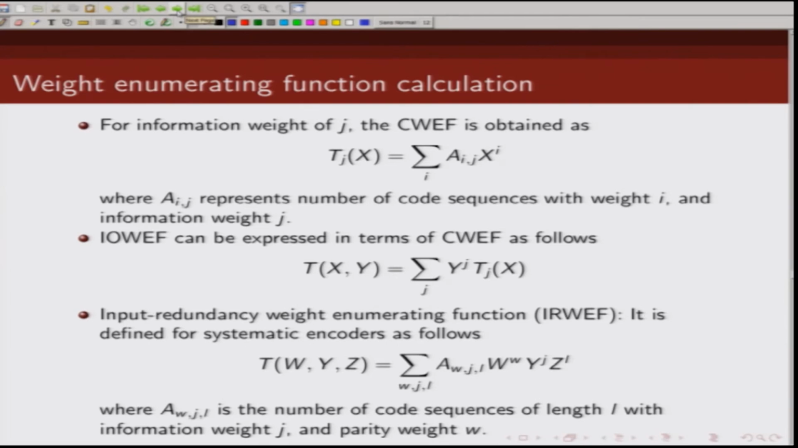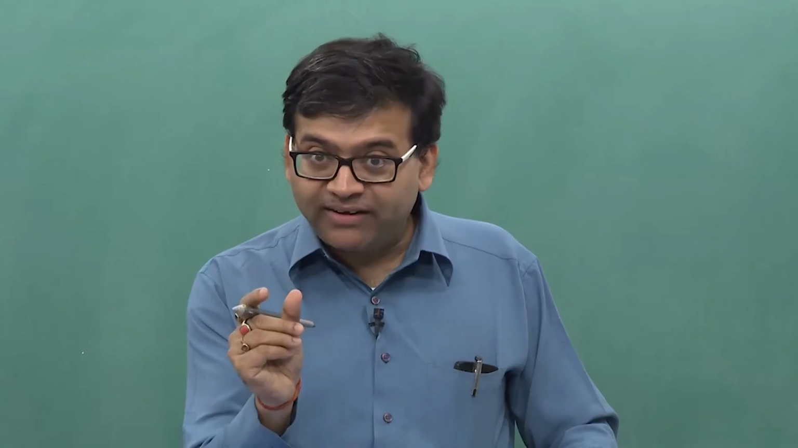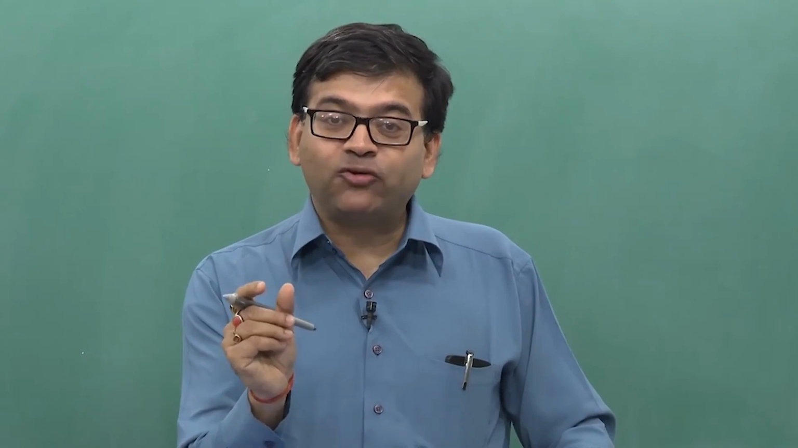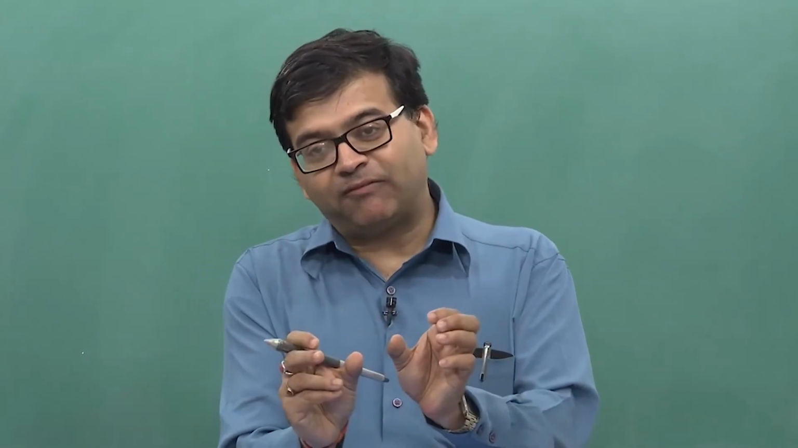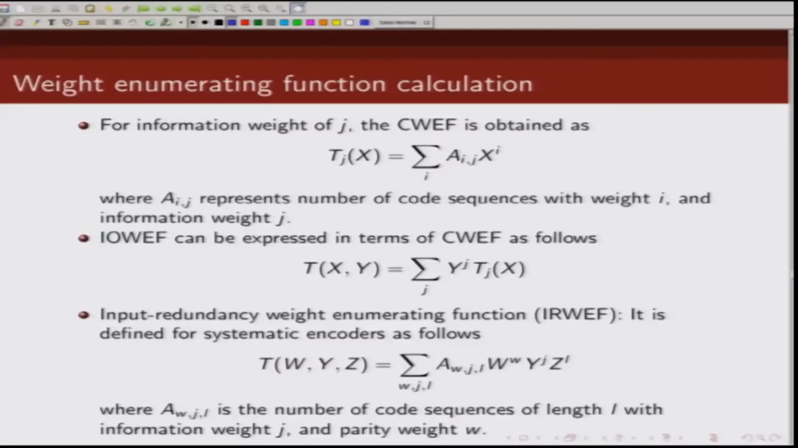This is another property which is defined for systematic encoders, which is called the input redundancy weight enumerating function. So, here, the output weight of a systematic encoder consists of the weight of the information bits and the weight of the parity bits. Now, since the power of y already denotes the weight of the information bits.